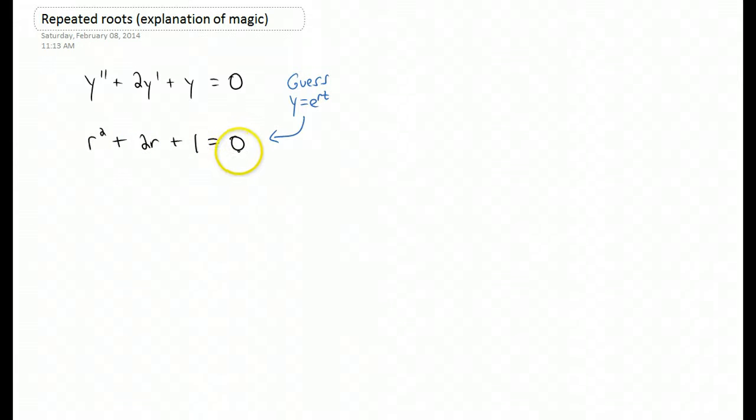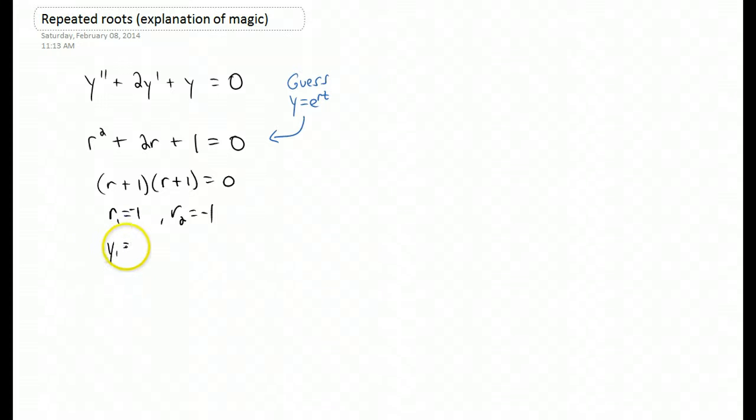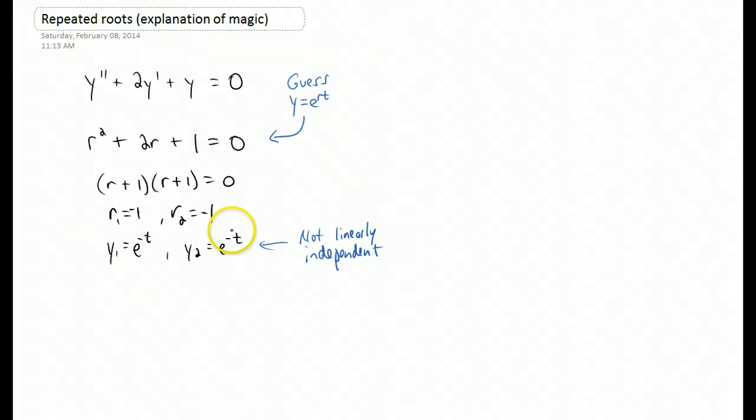This equation here is called the characteristic polynomial. Some people might also call it the auxiliary equation. And in this case, we can actually factor this into r plus 1 and r plus 1, and we get two values for r. And each value for r gives us a solution to the differential equation. The problem here is that we don't get two linearly independent solutions. We get two solutions that are exactly the same.